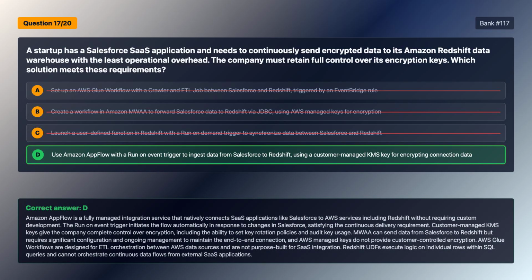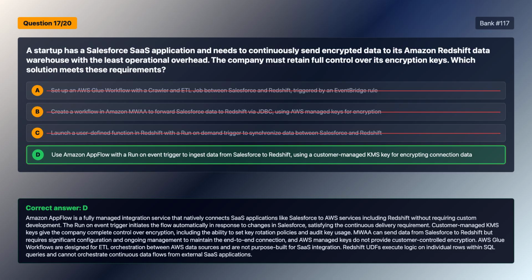The correct answer is option D. Amazon AppFlow is a fully managed integration service that natively connects SaaS applications like Salesforce to AWS services, including Redshift, without requiring custom development. The run-on event trigger initiates the flow automatically in response to changes in Salesforce, satisfying the continuous delivery requirement. Customer-managed KMS keys give the company complete control over encryption, including the ability to set key rotation policies and audit key usage.